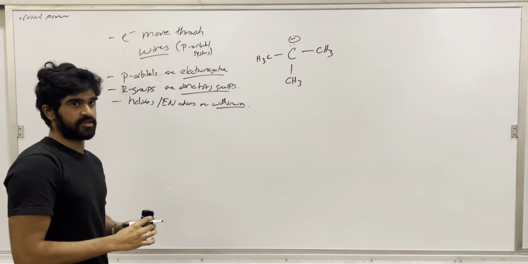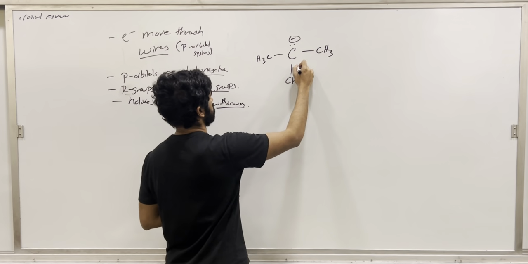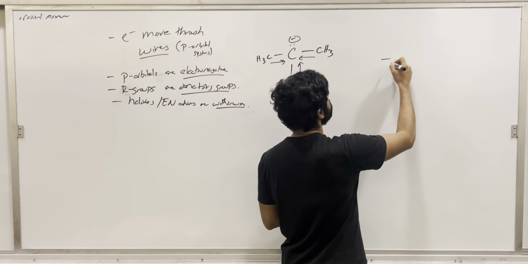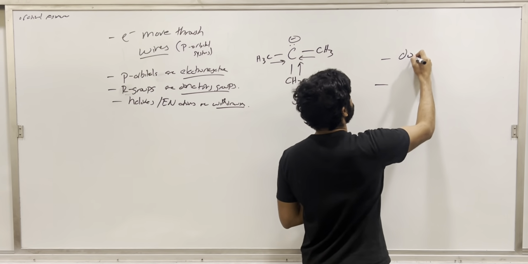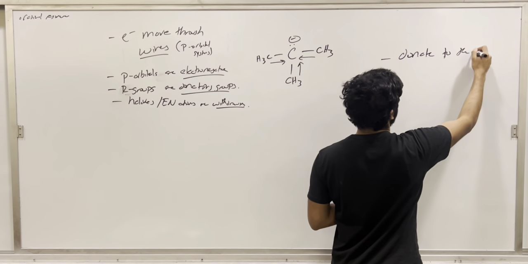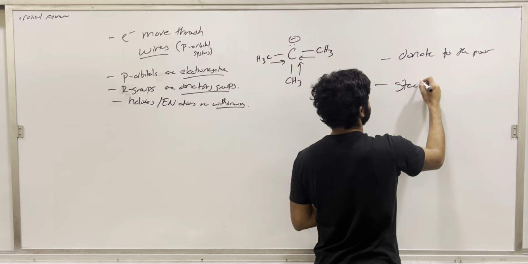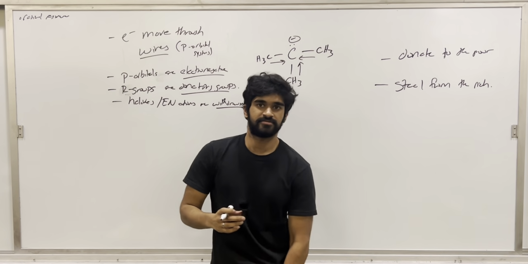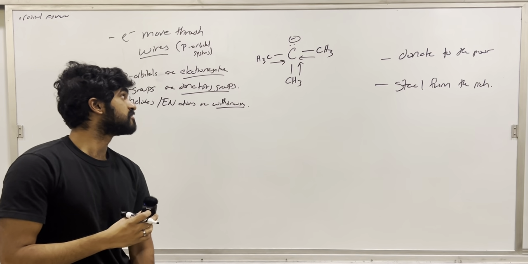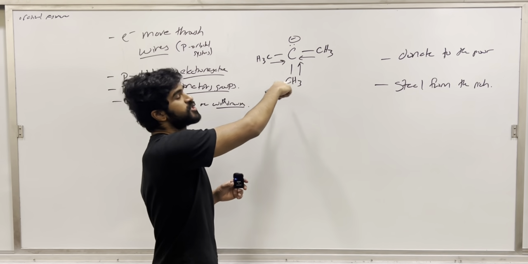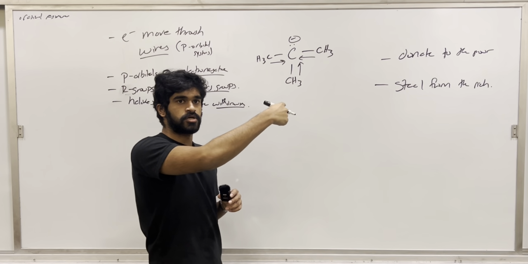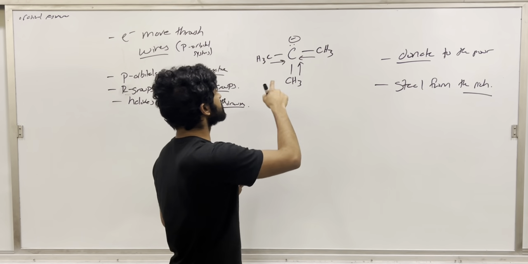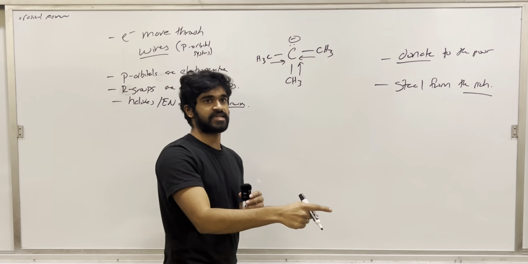And I told you that R groups are donating groups. R group, R group, R group. But what are we doing? Remember I said 2 more rules. Donate to the poor and steal from the rich. Fuck you, Elon. Right? What are we doing here? Are we donating to the poor or the rich? We're donating to the rich. That's a problem. So these R groups are actually destabilizing the carbanion.